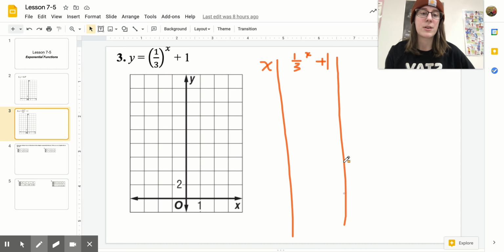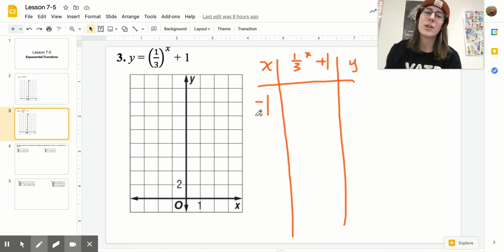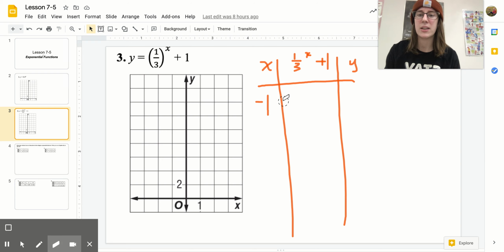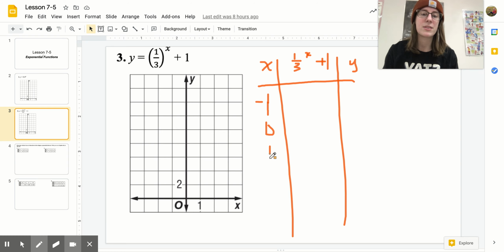And then your y value. And here's your table. So again, you could try -1. Since it's plus 2, I actually might try -2, but -1 will work. You don't have to pick those numbers, but they're usually the easiest for me. 0, 1, 2. We'll check out what that's doing.